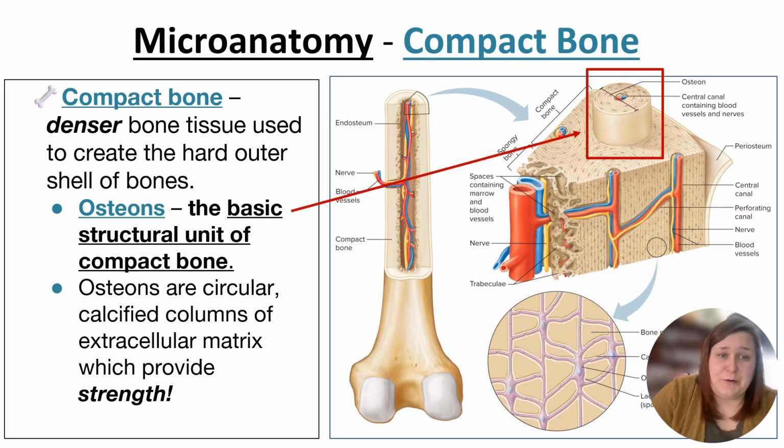In the compact bone, this bone is going to be a lot denser. This is going to be the bone tissue used to create the hard outer shell of bones. And an important thing that you absolutely need to know is that osteons are going to be the basic structural unit of compact bone. Osteons are going to be circular calcified columns of that extracellular matrix. The purpose of these columns is to provide strength.